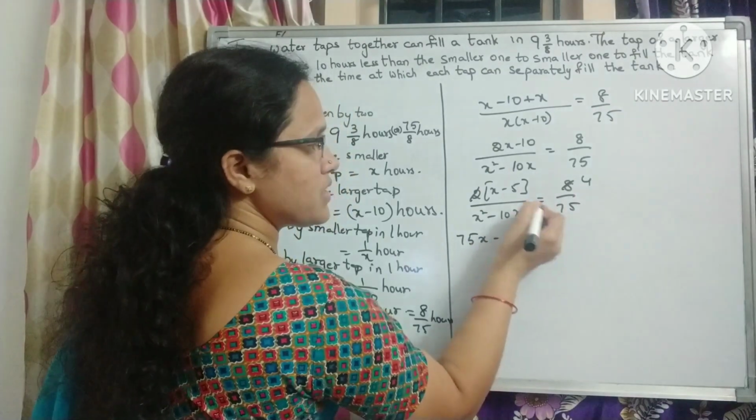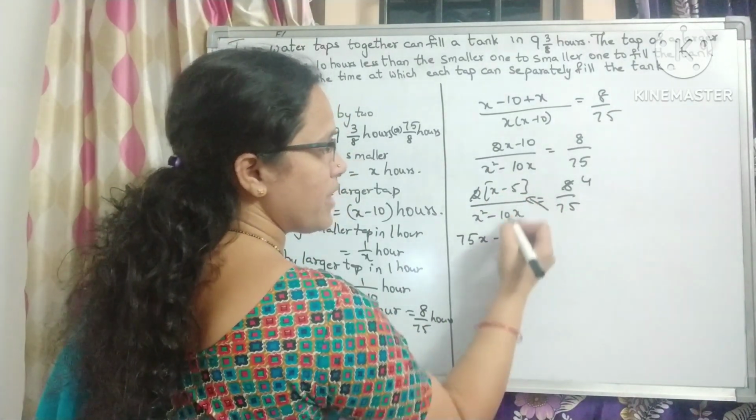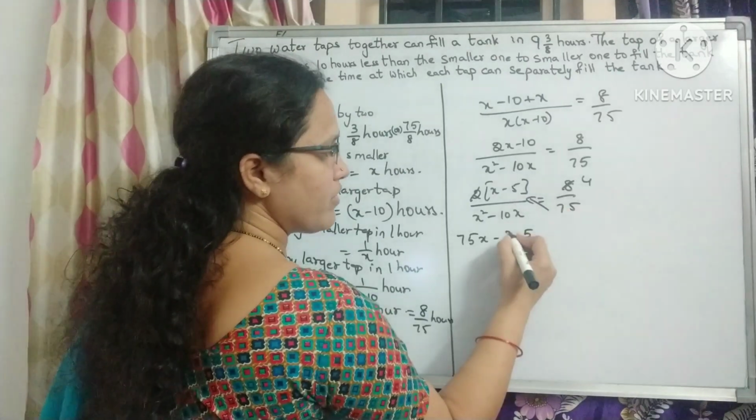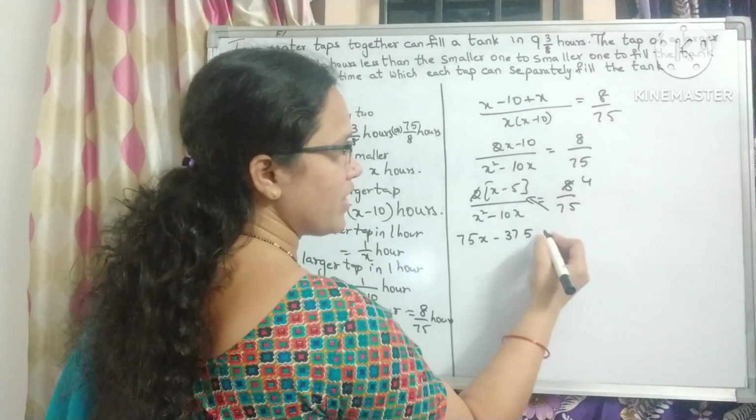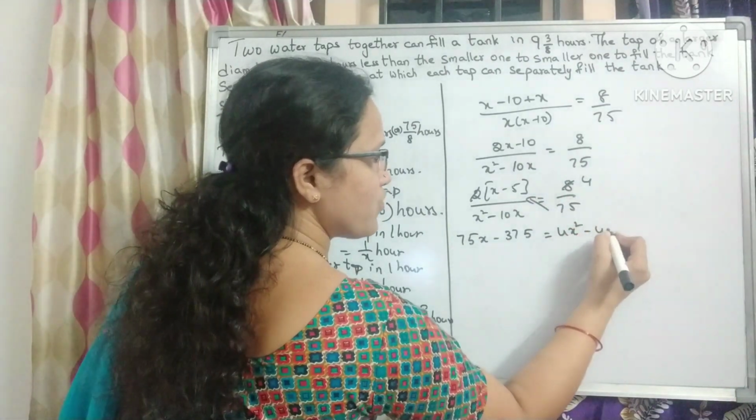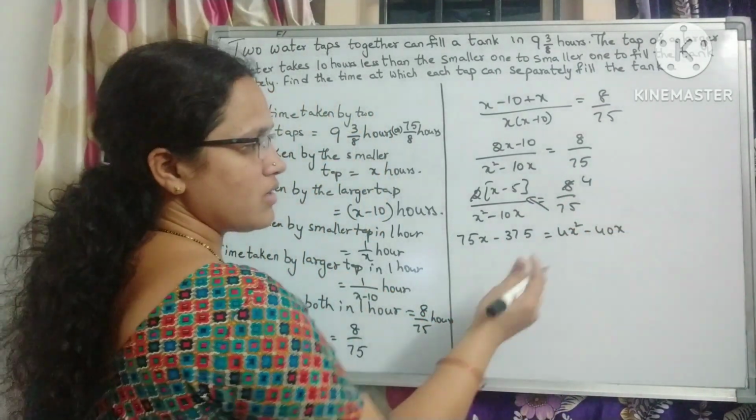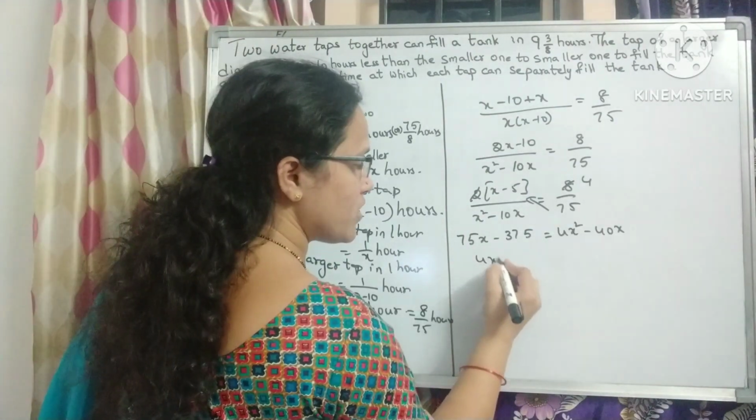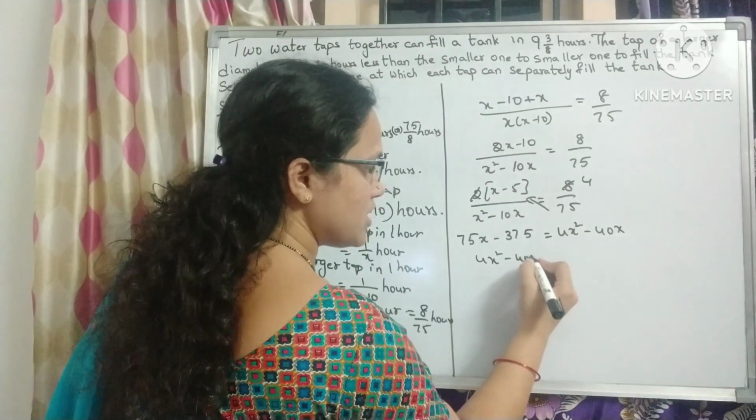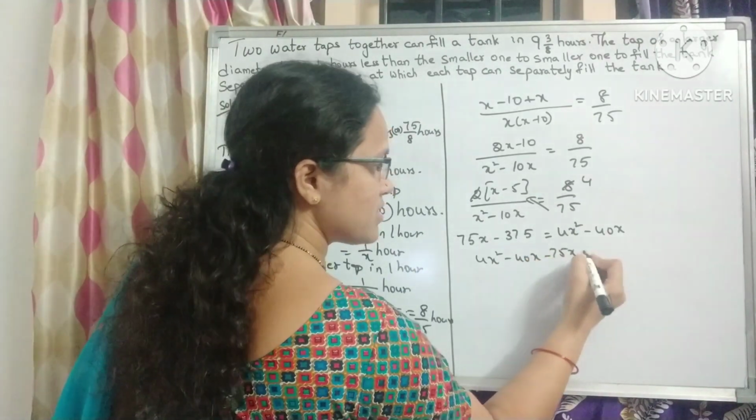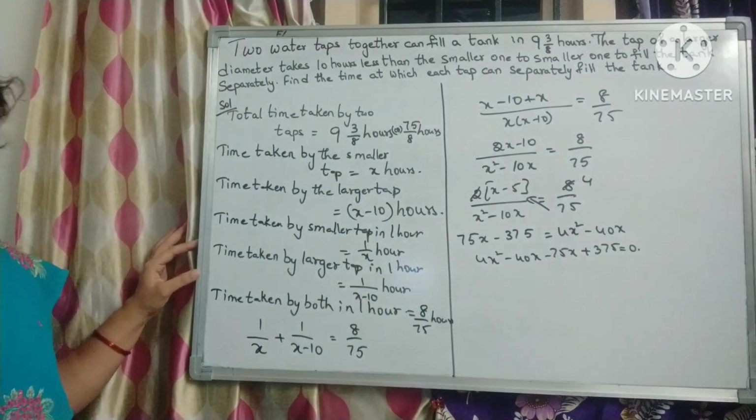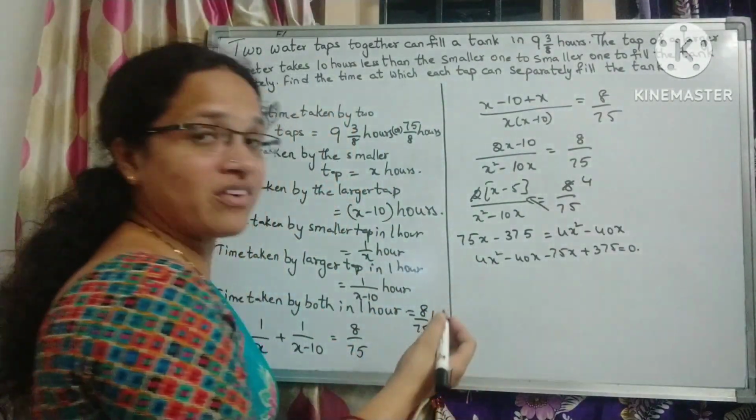75x, cross multiply. 75x minus 75 into 5. How much? 25, 35 and 375. 375 is equal to 4x square minus 40x. Now see, x square is this side, so let me write all towards that side: 4x square minus 40x minus 75x plus 375 equals 0. Okay, now make it into a quadratic equation for factorizing.